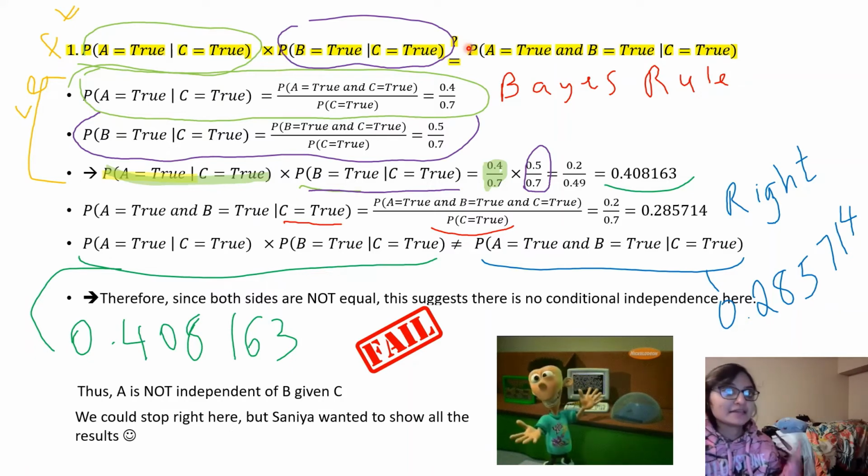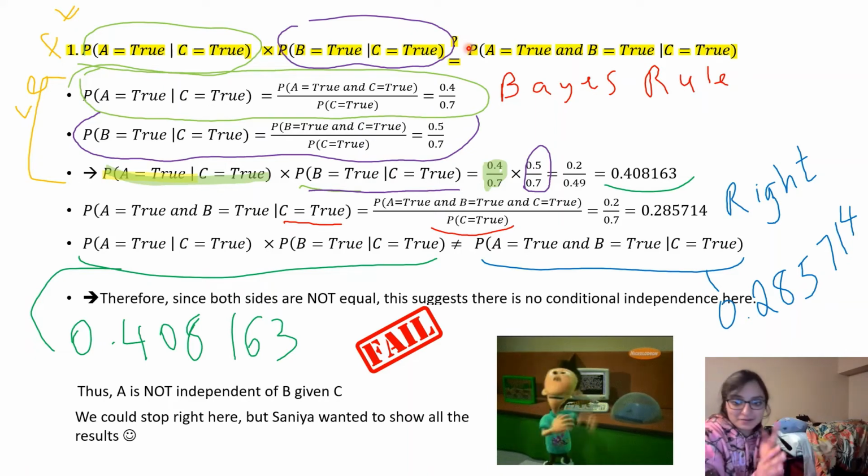That is, A is not independent of B given C, which is the same thing as B is not independent of A given C either. So in reality, I would have just been done with this, and I would just say, yay, this shows that there's no independence here. That A is not independent of B given C, or B is not independent of A given C. That's what we can conclude, and we don't have to do all those 7.